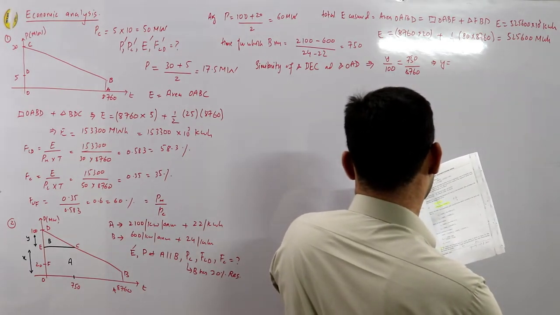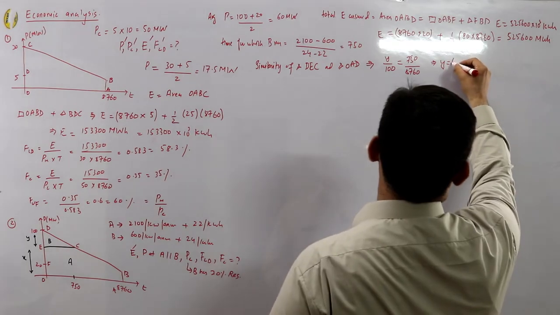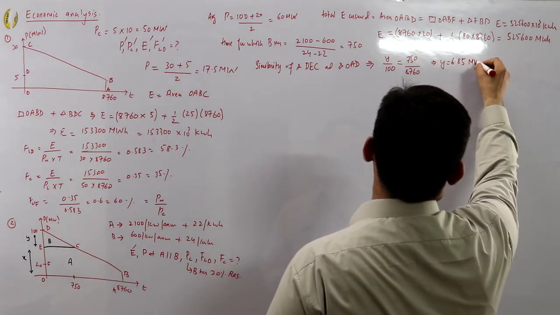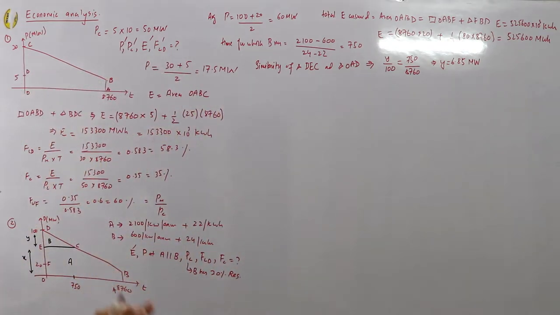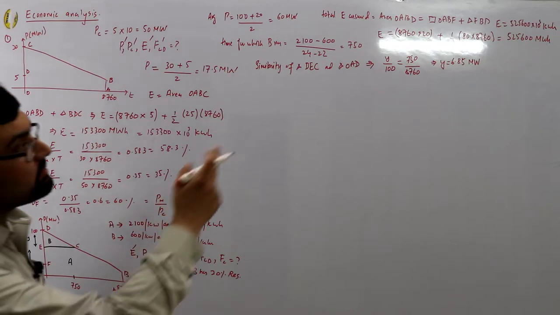6.85 megawatts, which is not the installed capacity for B for now. Why? Because B has a reserve capacity of 20%, right? So from here you can also find X. So X is 100 minus that thing.